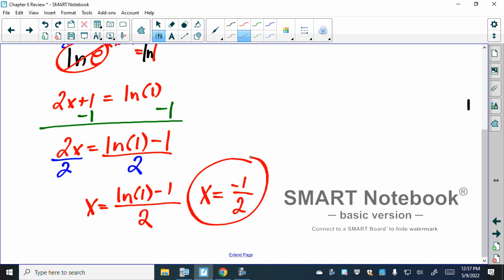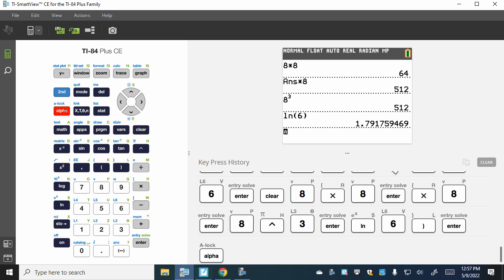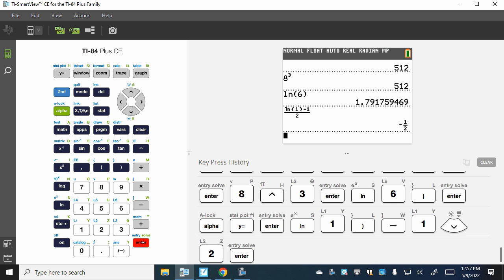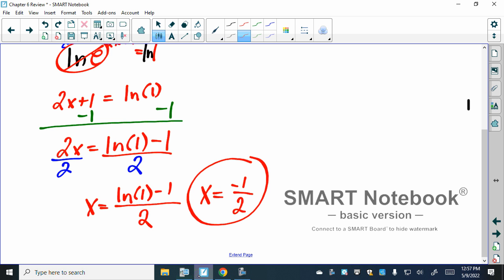So how did you do the ln thing? So to type this in, we can go alpha y equals, enter, alpha y equals, to get the fraction. Oh, I see it. Then we can go ln of 1 minus 1 all over 2. And we get negative 1/2. So the answer for this one here is negative 1/2. Any questions on any of this here?